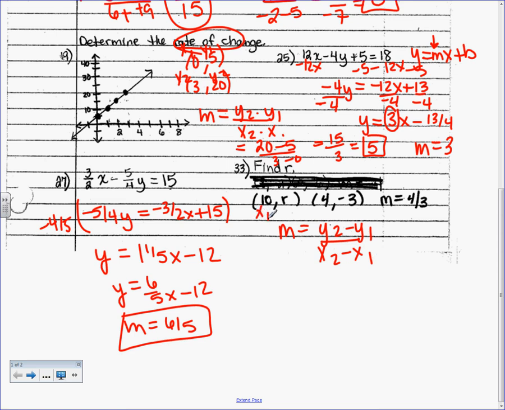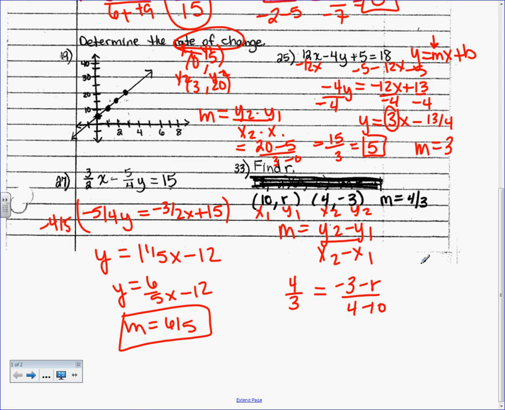So this, like I said, I'm going to call it x1 and y1. I'm going to call these two x2 and y2. And m is 4/3. So instead of an m, I'm putting 4/3. I'm plugging it in, so I'm going to have negative 3 minus r over 4 minus 10. Pause there for just a second and make sure you understand how I plugged these into my formula.